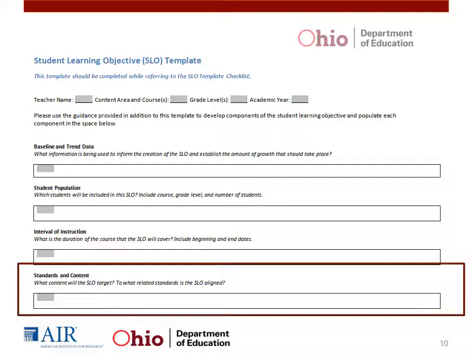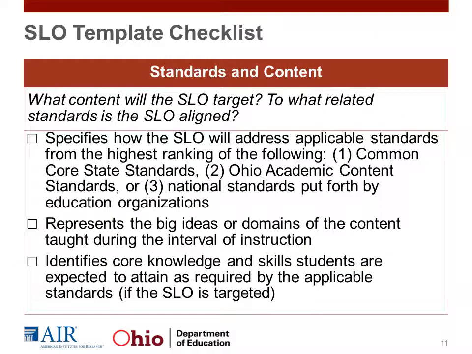Now please return to your SLO template and get ready to complete the standards and content component. When writing this part of the SLO, please look at the SLO Template Checklist to ensure you meet the criteria for this component. Note that the third bullet applies only to targeted SLOs and thus does not need to be addressed in this SLO. It helps the review committee know whether the SLO is comprehensive or targeted by stating whether the SLO is targeted or not.